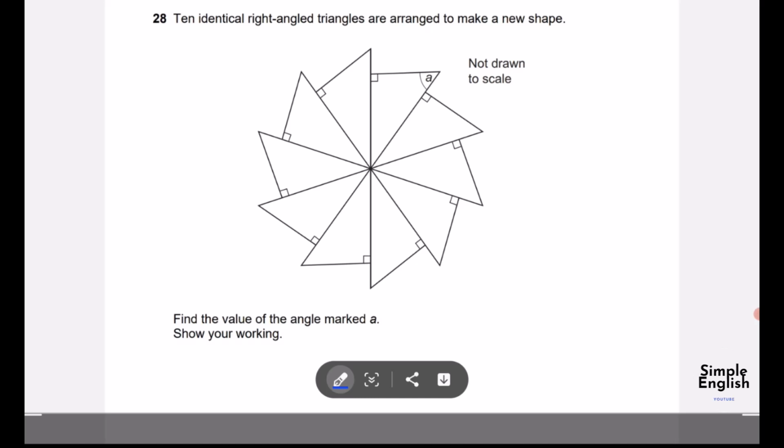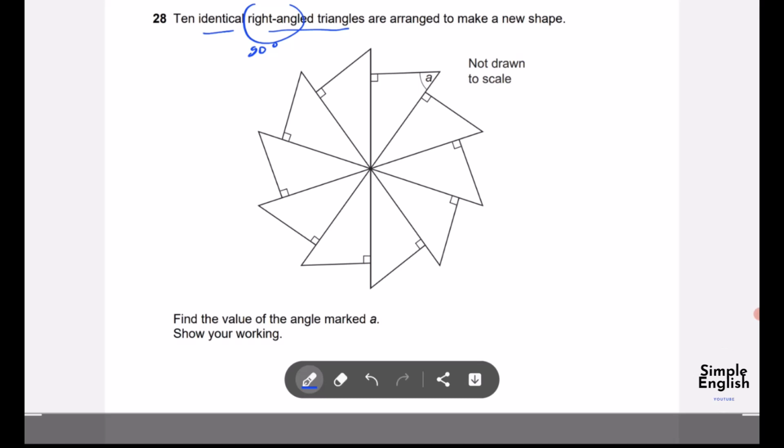Question 28. 10 identical right-angled triangles. Remember, a right angle means 90 degrees. They are arranged to make a new shape. Identical means that they are the same. Find the value of the angle marked A here.